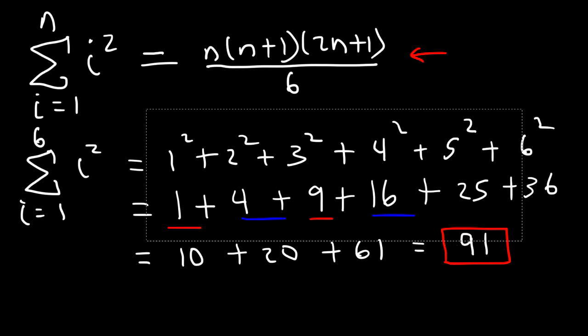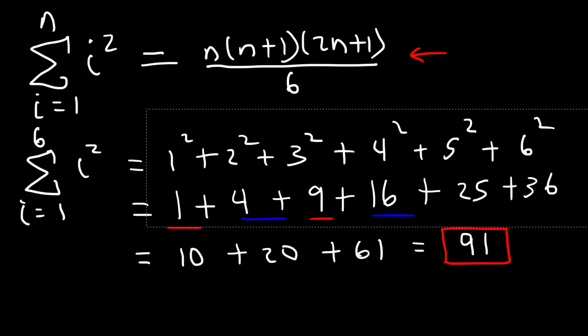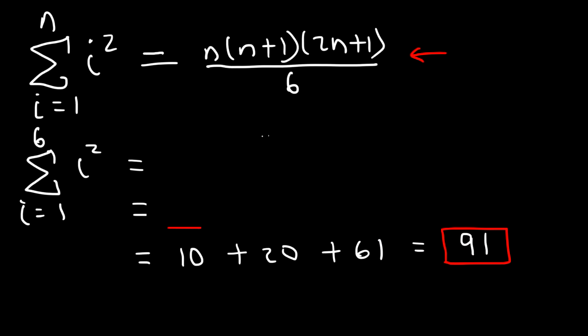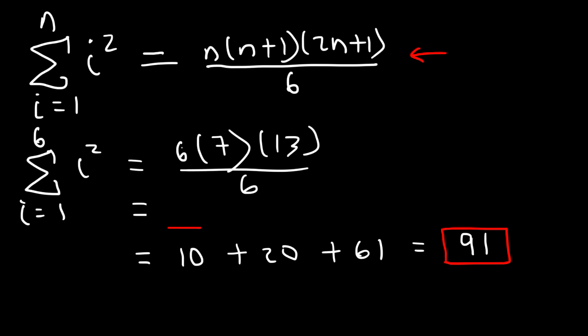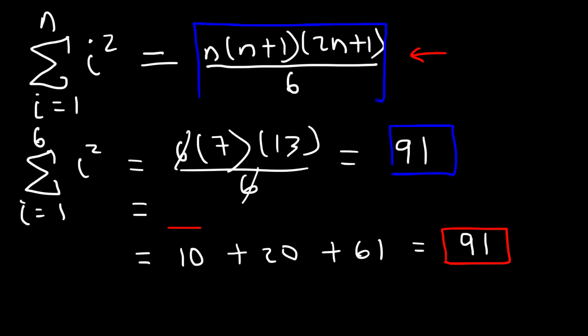So let's erase this. So n is 6, n plus 1, that's going to be 7, and then 2n plus 1, 2 times 6 is 12, plus 1, that's 13, divided by 6. So we could cancel 6, and then 7 times 13. 7 times 10 is 70, 7 times 3 is 21, 70 and 21 gives us 91. So this example confirms this formula.